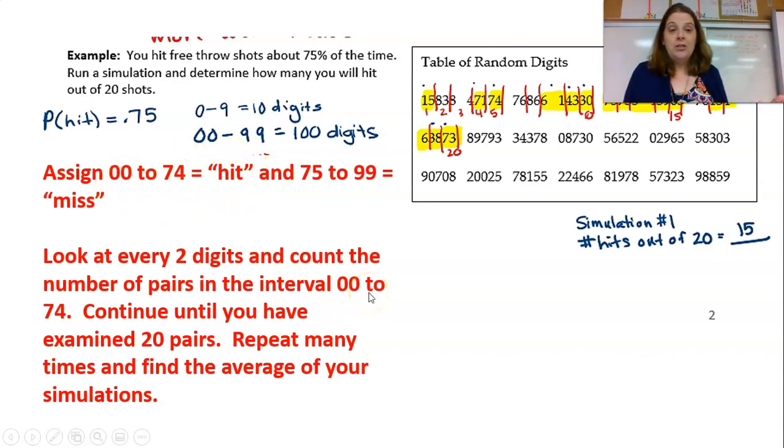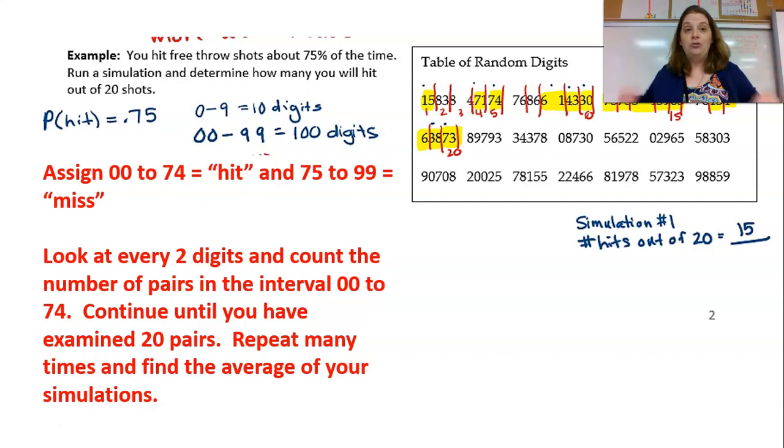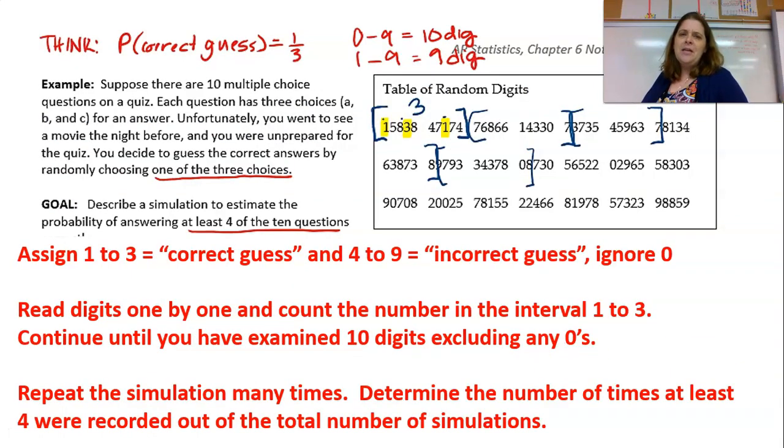Okay, now what you would eventually do is you would do this over and over and over again. You'd look at another set of 20 pairs and another set of 20 pairs, and you do that a whole bunch of times. And what that's going to do, you'd take your answer, and that would simulate about how many times you would expect to hit out of 20 shots. Now notice that that'd be 15 out of 20, which is really cool here because that is 75%. All right. So here's another one.